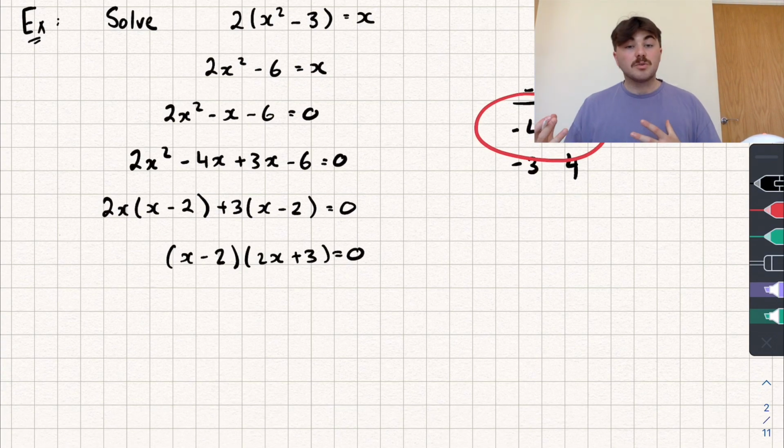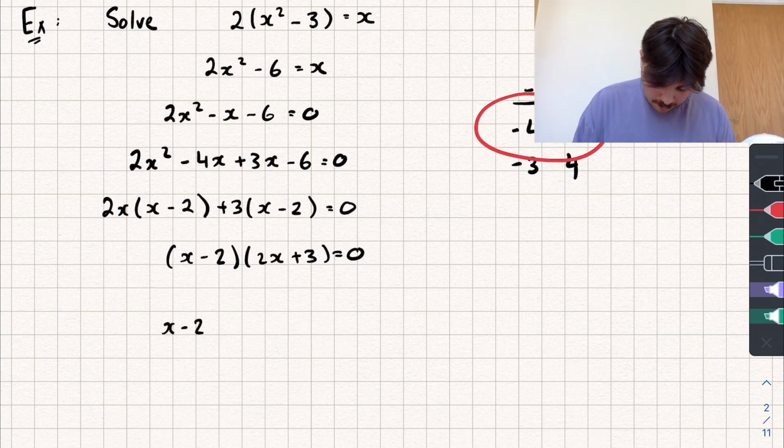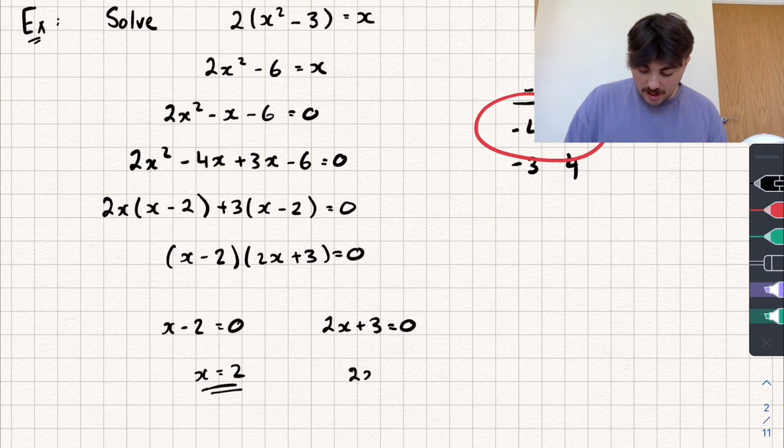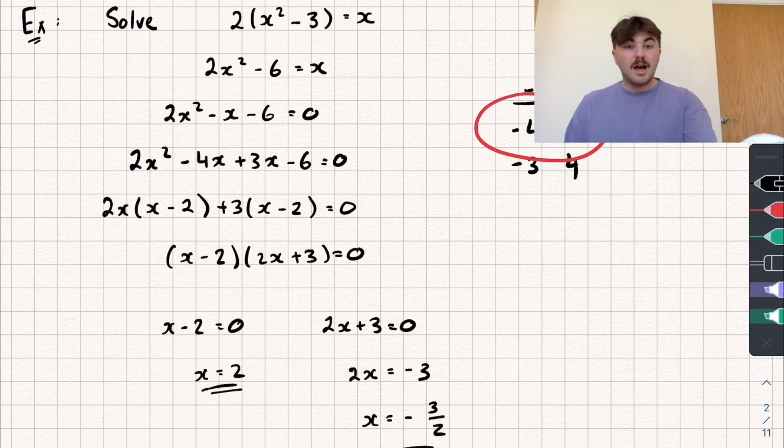So two things multiplied together to give 0, either x minus 2 is equal to 0, or our other bracket, so 2x plus 3 is equal to 0. Let's add 2 to both sides and we get x is equal to 2 as this solution. And for the other one, we could subtract 3 from both sides and we get 2x is equal to negative 3. And dividing both sides by 2, we get x is equal to negative 3 over 2 as our other solution. And that's it. So those 3 examples, hopefully they helped.